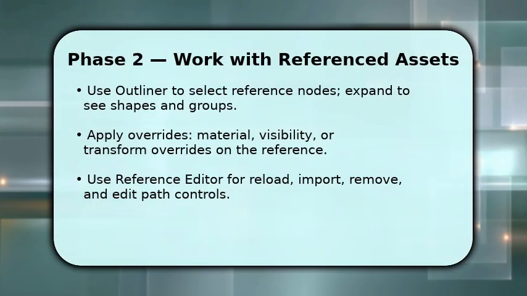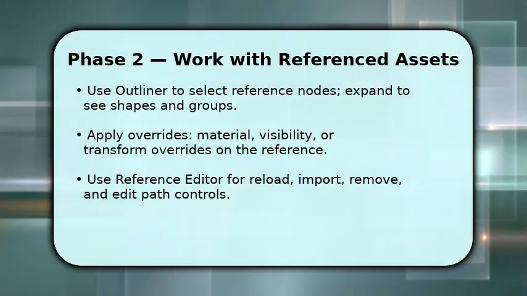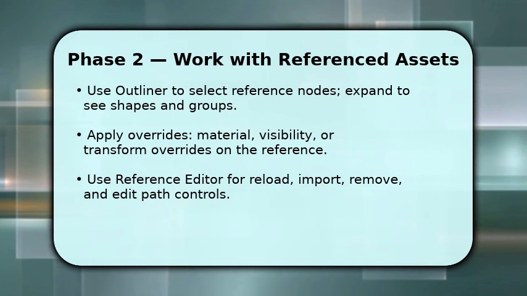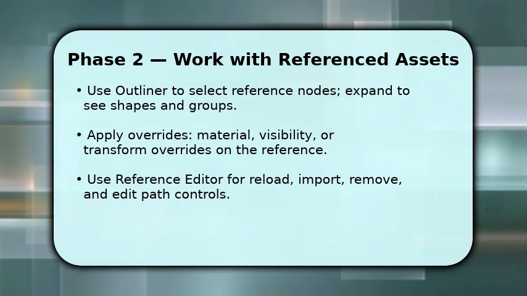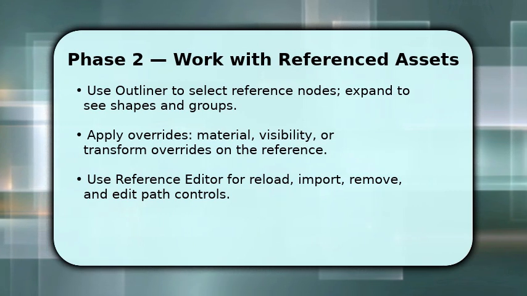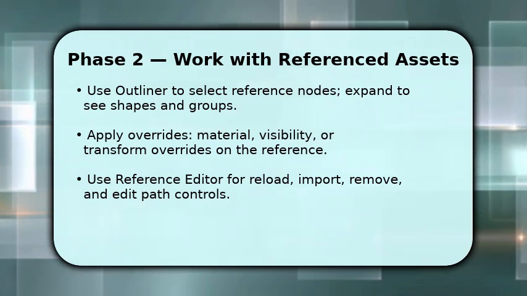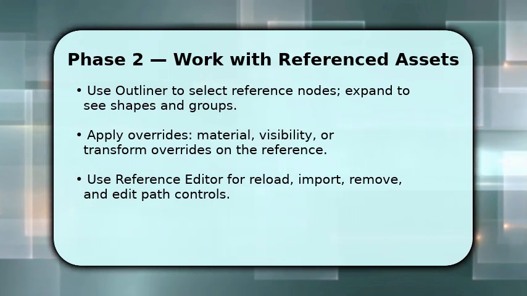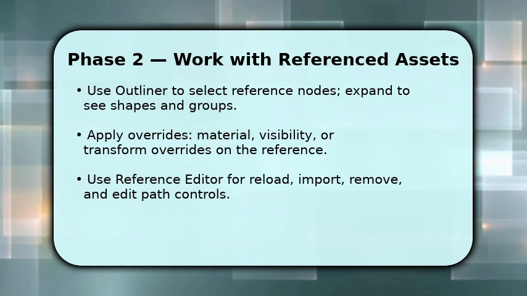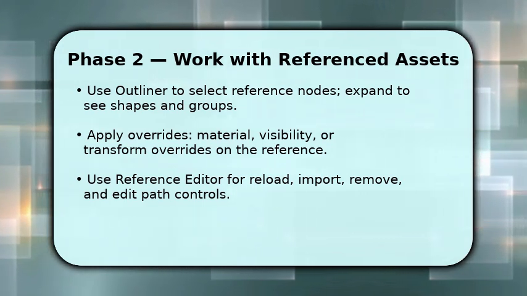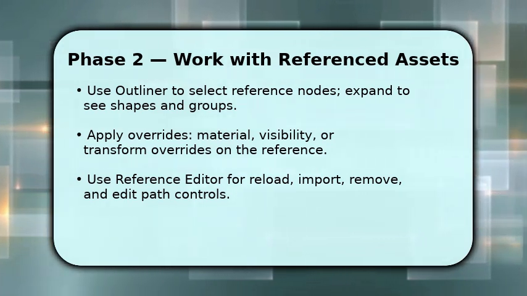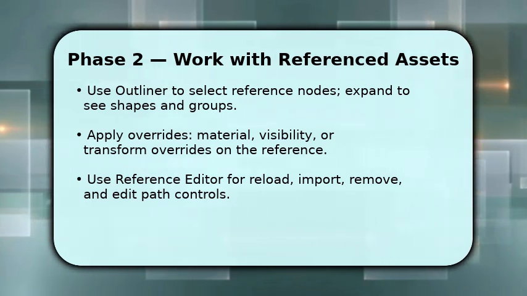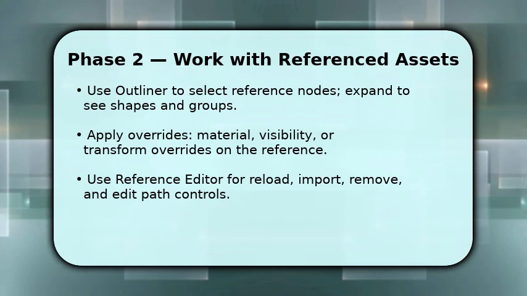Now focus on controlling the referenced asset without breaking the link. Use the outliner to find the reference node, then apply display or material overrides so you can tweak appearance in shot. If you need to animate, parent a proxy transform above the reference rather than editing the source. Once done, manage file paths with the reference editor, reload when the source changes, and use import only if you must bake edits back into the scene. These steps preserve collaboration and prevent accidental source edits.